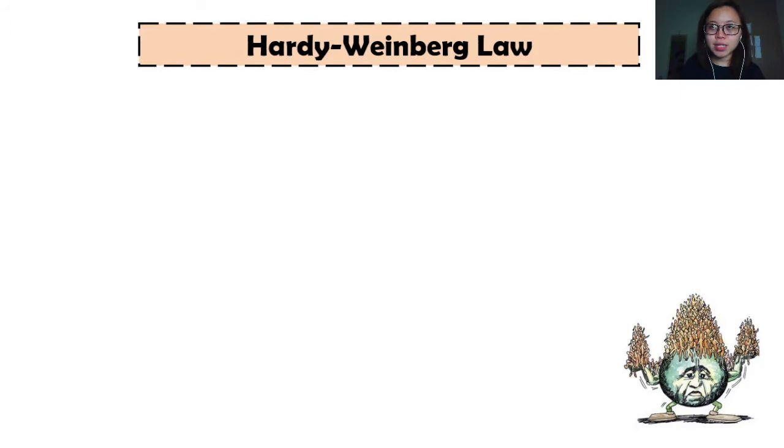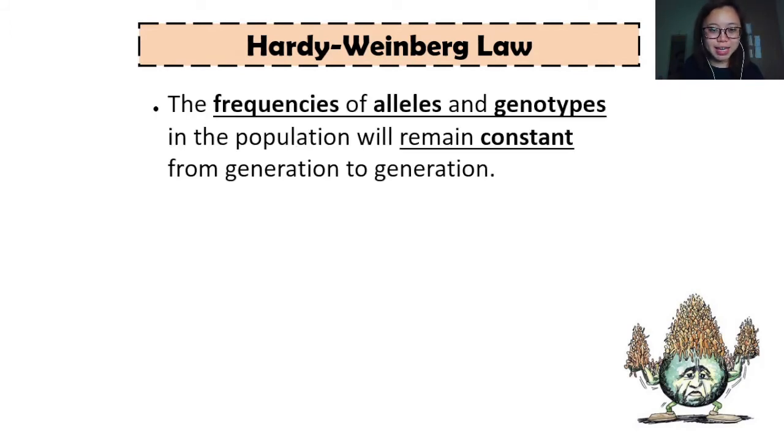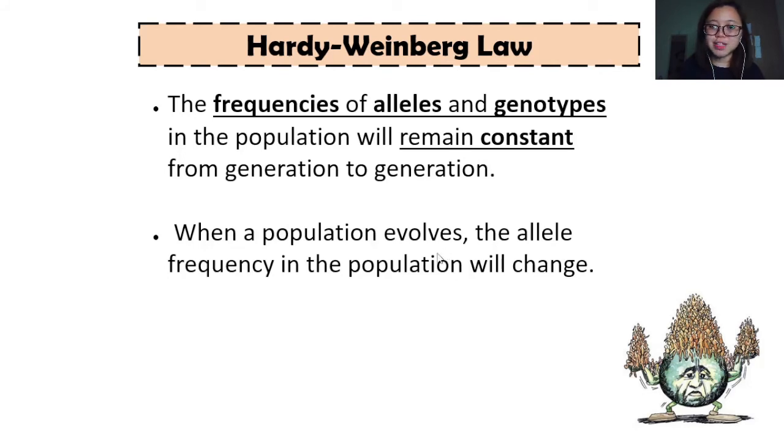What does the Hardy and Weinberg law say? Hardy and Weinberg law states that the frequencies of alleles and genotypes in the population will remain constant from generation to generation in a population with genetic equilibrium. Mereka berdua dapatkan hukum ini. In a population in genetic equilibrium, the frequency of alleles and genotype in the population will remain constant from generation to generation. When a population evolves, the allele frequency in the population will change.